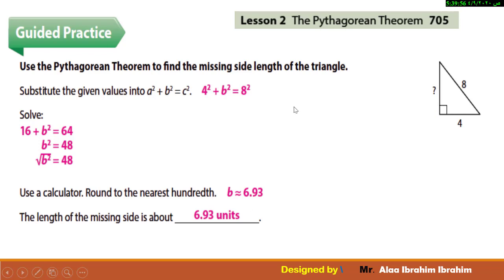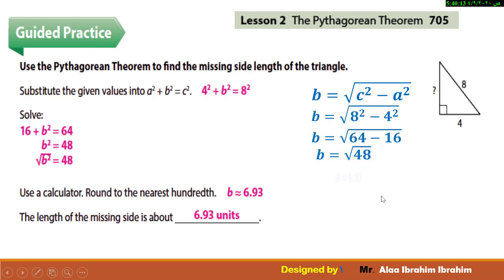Maybe the other way: you have to find the leg, this leg or this side. So I have to decide plus or minus. For this leg or side, I have to subtract. So c power 2, meaning the long side, the hypotenuse, minus a power 2, minus this one. So it's supposed to be like this, and my result will be the same answer.